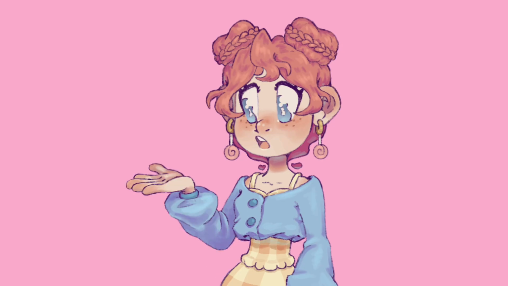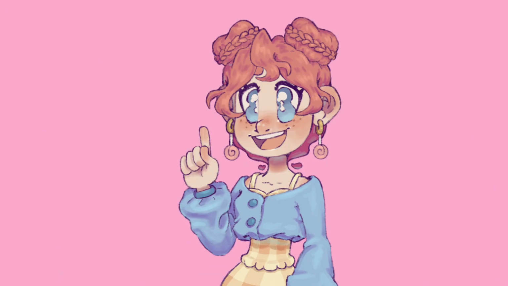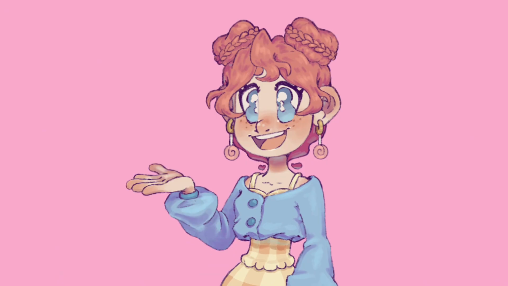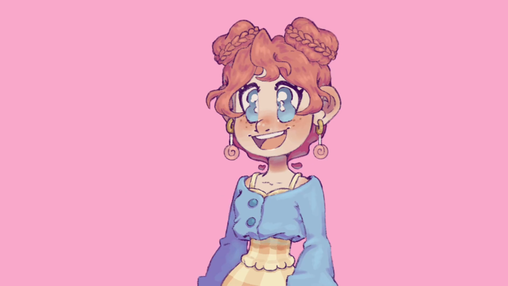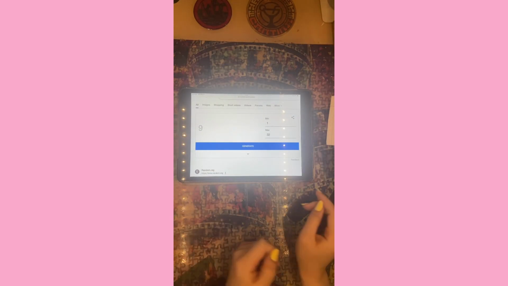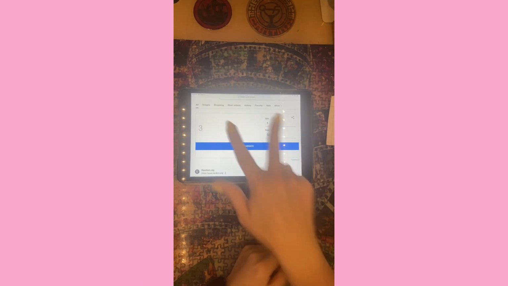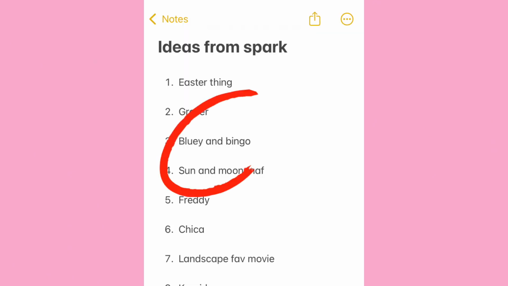Just depends. The way that I'm going to choose which prompt or idea that I draw from Spark is that I have my iPad here and we're going to randomly generate a number. I have 32 prompts. So let's get started. 3. Okay, Bluey and Bingo.